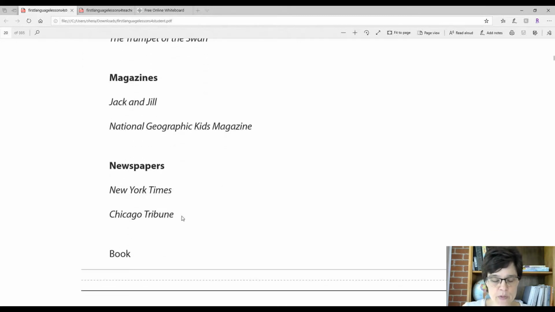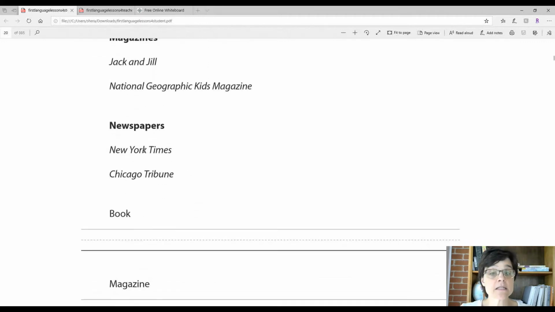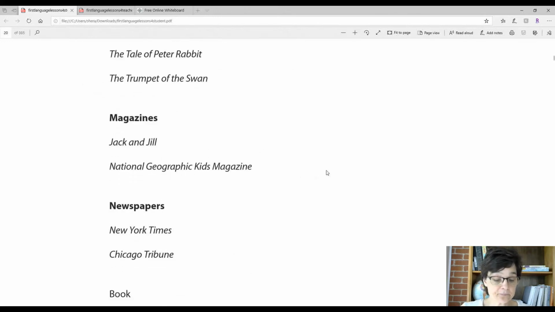Here you have the newspapers. So it would be a good idea for you to write these down and make sure you write them down correctly. When you see the titles of books, magazines, and newspapers in print, these titles are printed in italic letters. See these? Magazines, they're written a little differently. But when you handwrite the titles of books, magazines, and newspapers, you underline them.